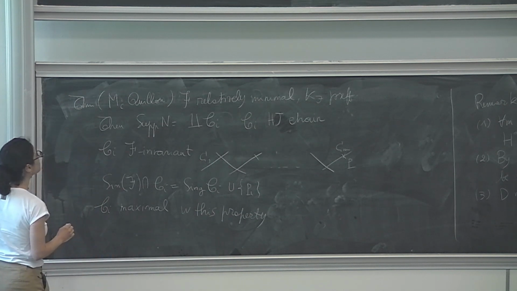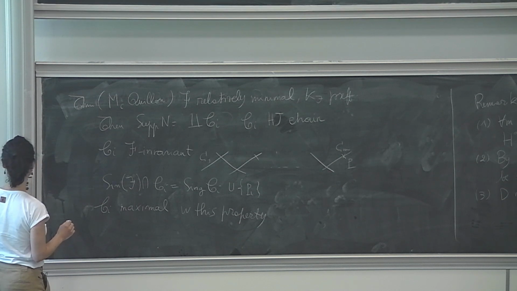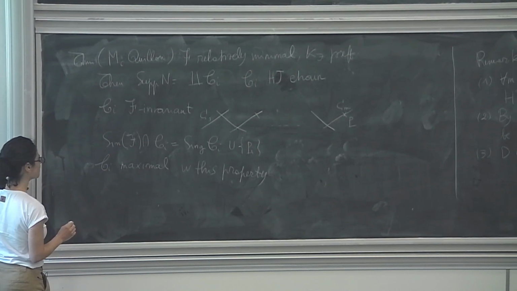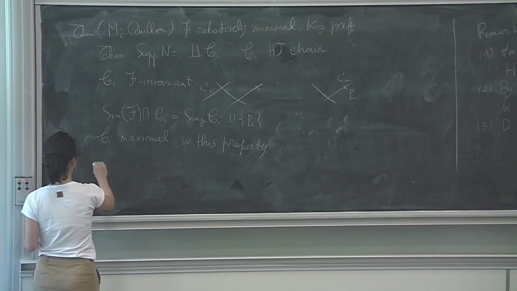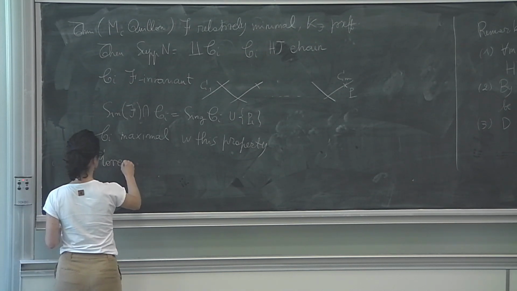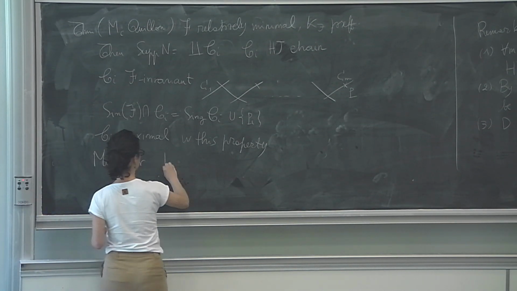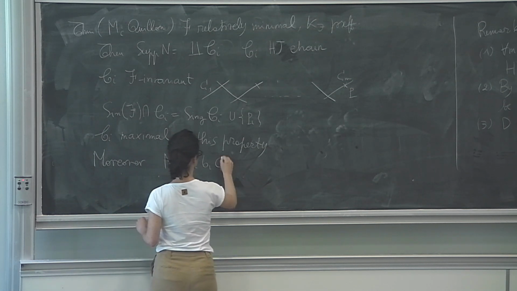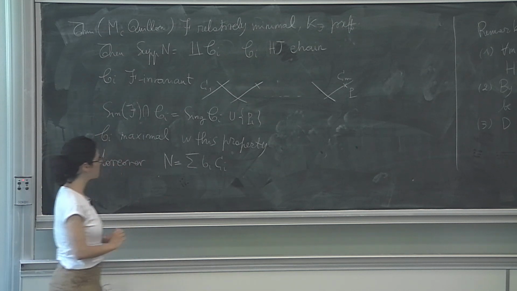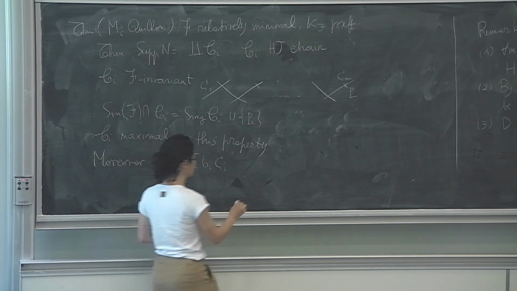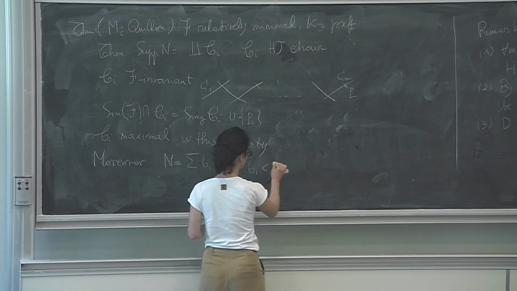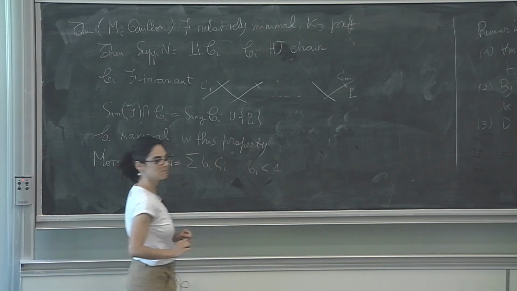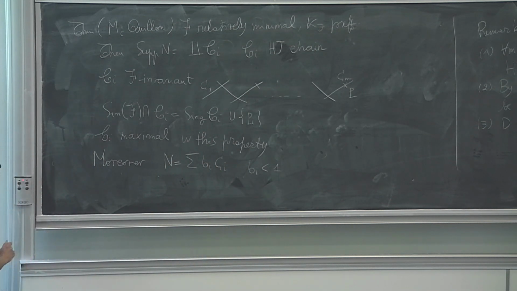And moreover, if we write N as a sum of its irreducible components with coefficients, then all the coefficients are strictly smaller than 1. OK, so this is the theorem.